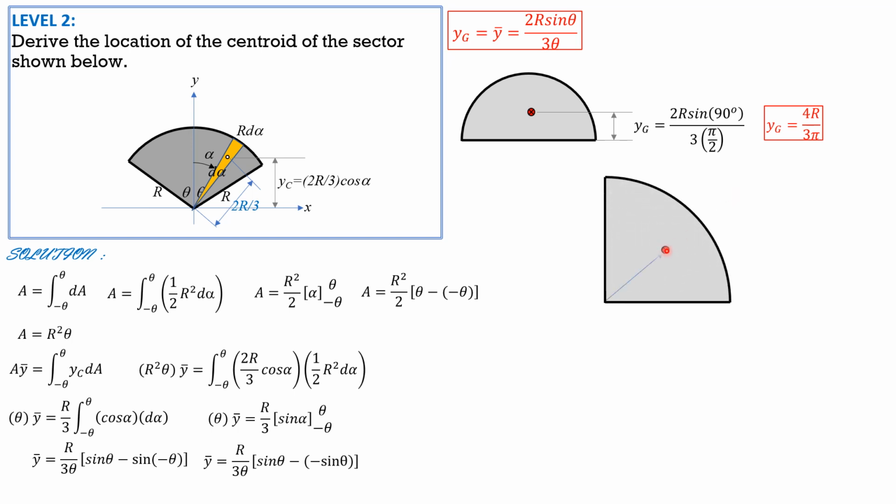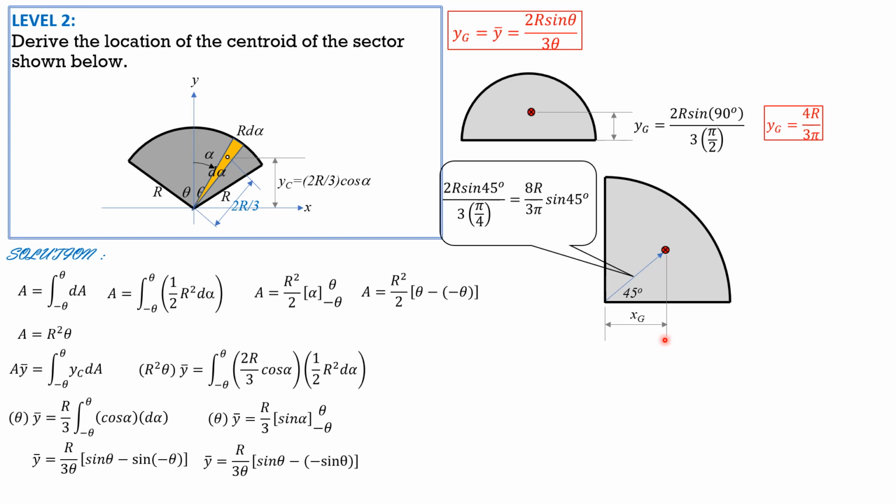Then if we have a quarter circle, the central angle is 90, so therefore theta for that is 45, or pi over 4. So substitute into the formula, 2r sine 45 over 3 pi over 4. It is 8r over 3 pi sine 45, this inclined distance. But we are looking for barred x and barred y. So therefore, x sub g is hypotenuse 8r over 3 pi sine 45 cosine 45, and y sub g is 8r over 3 pi sine 45 sine 45.